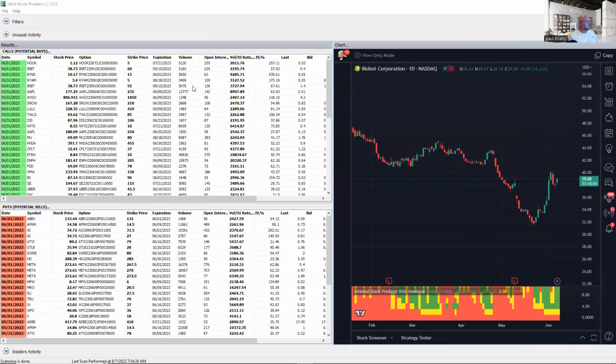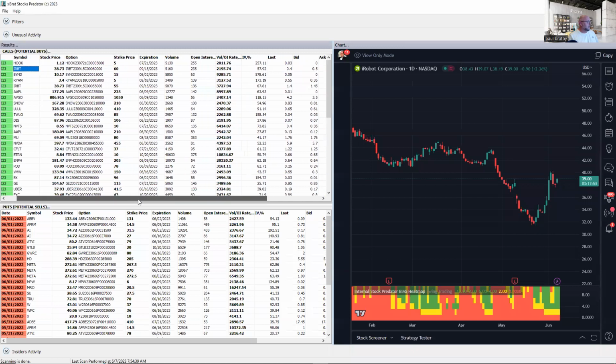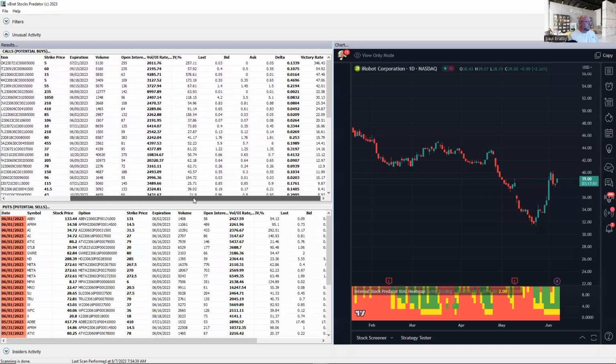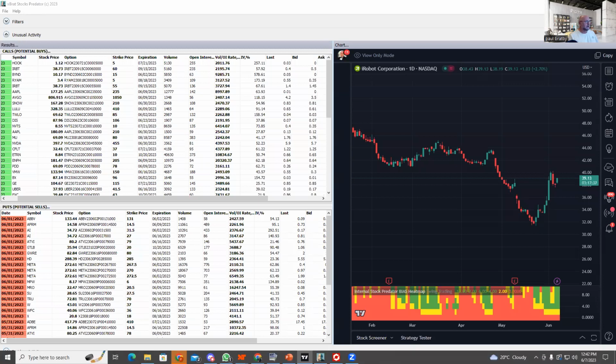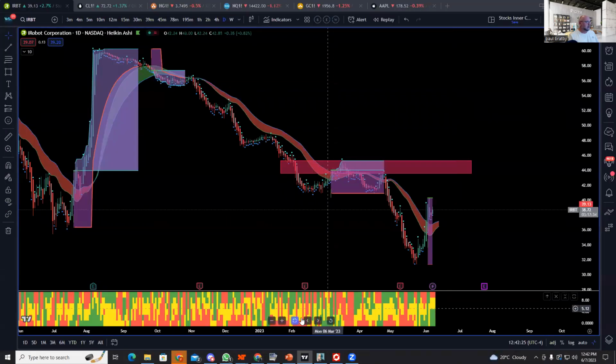Now, when we look back at this, we see on IRBT, the strike price is 60. Volume's pretty big, actually. So $60 strike price, okay? And we're expiry in September, okay? So quite a long way out. Bring that chart back over. Just going to put $60 on there.